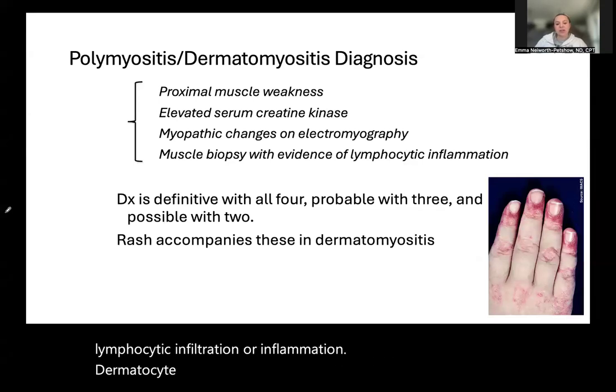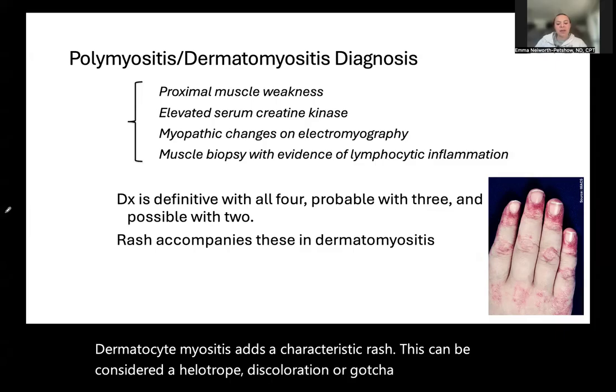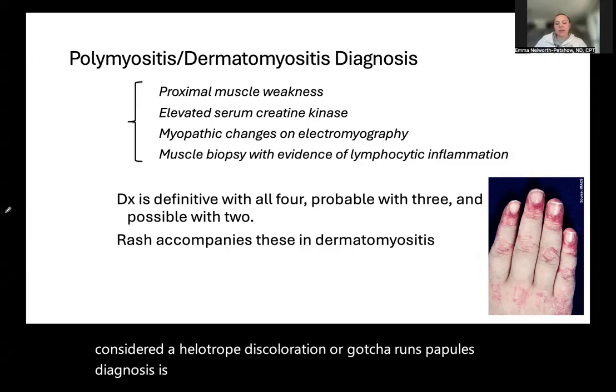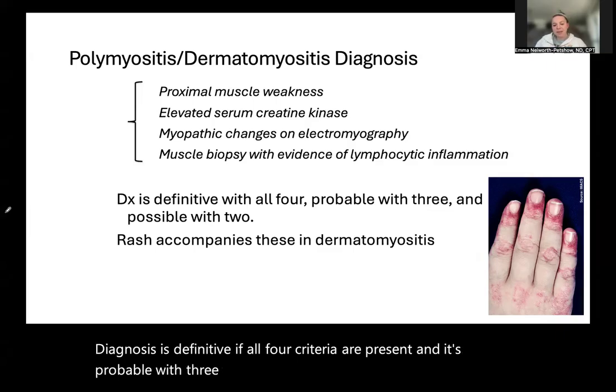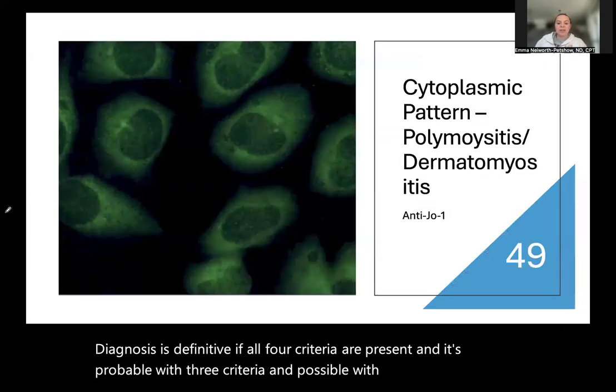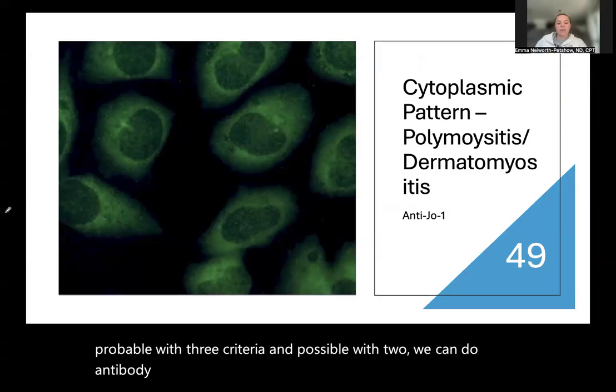Dermatomyositis adds a characteristic rash. This can be considered a heliotrope discoloration or Gottron's papules. Diagnosis is definitive if all 4 criteria are present, and it's probable with 3 criteria and possible with 2. We can do antibody testing to confirm.